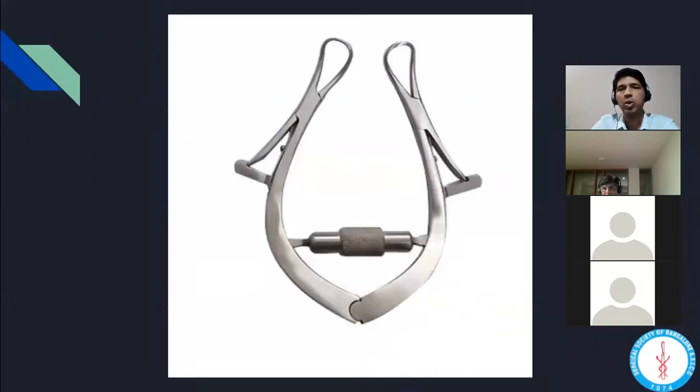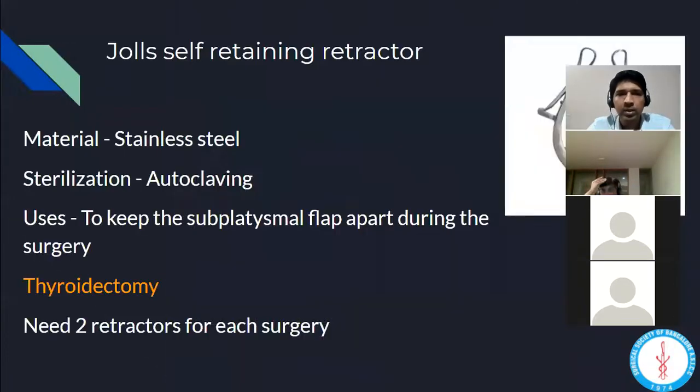Now, a few things about organ-specific instruments. This is a Joll's thyroid retractor. It has two towel holding clamps, something like that, on the side, and a circular knob which, when rotated, opens it up. So these clips are to be put on the platysma. This is used to raise subplatysmal flaps. If an examiner gives you this, it basically means that he wants to ask you questions on thyroid and thyroidectomy rather than the instrument per se, and that is where the discussion will progress.